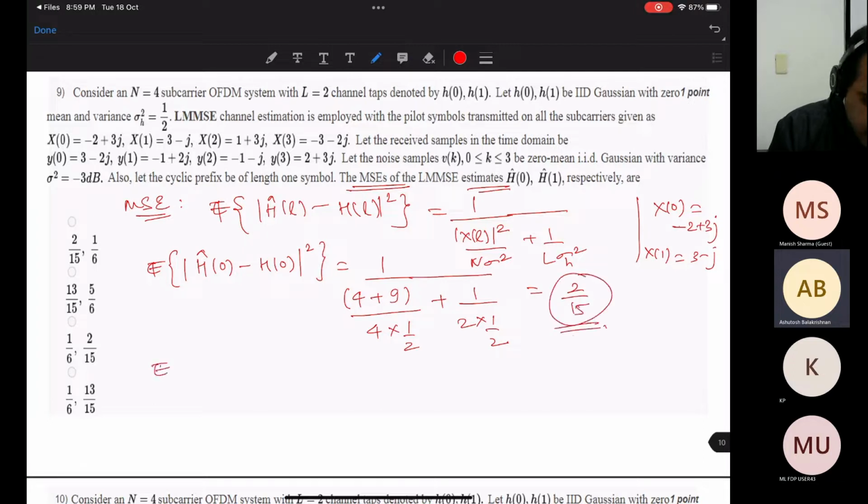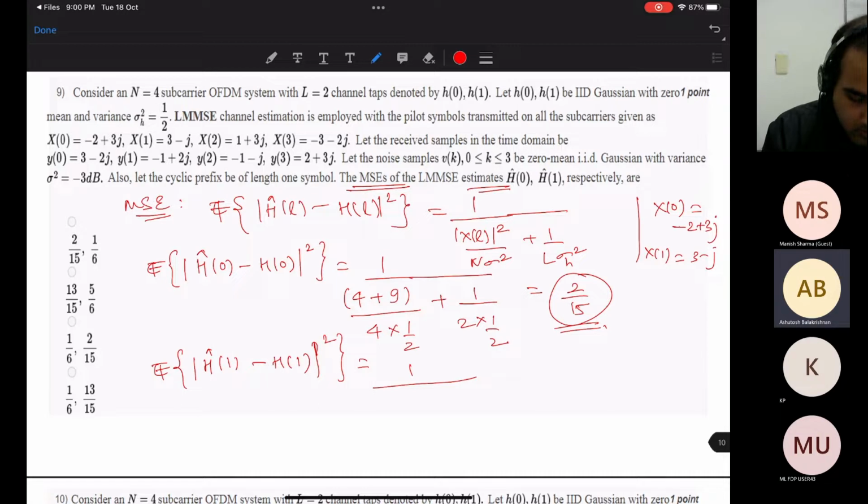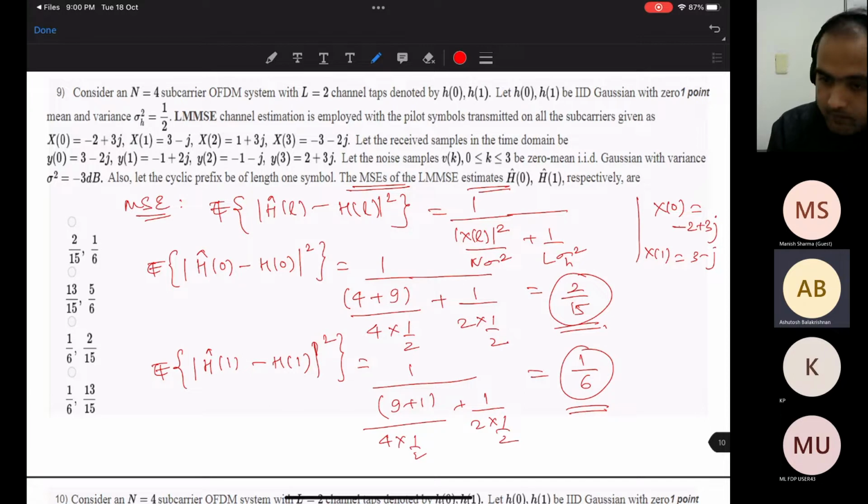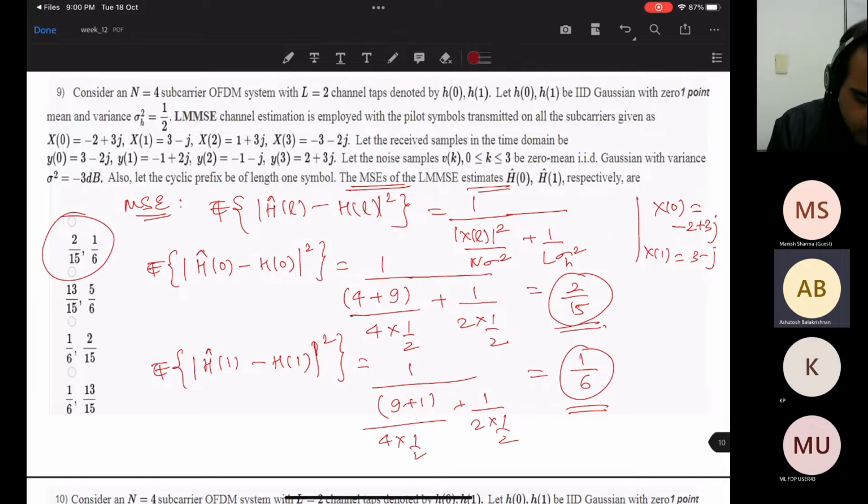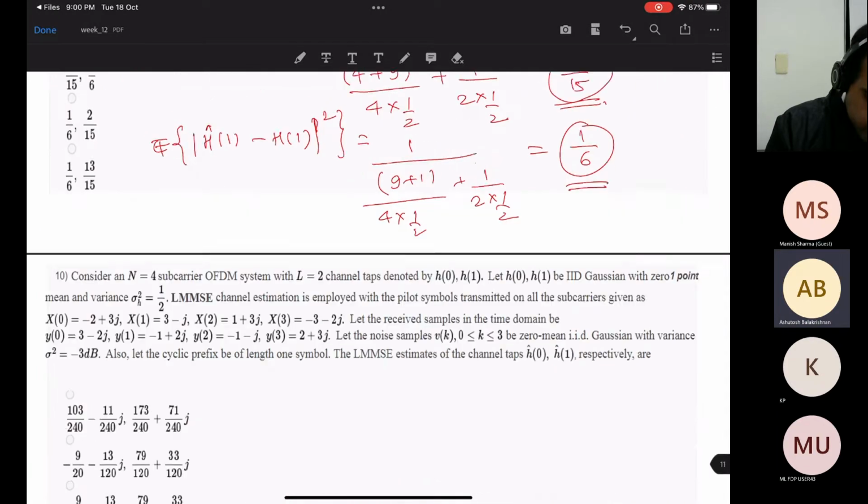Similarly, expectation of h hat 1 minus h1 squared, and this is 1 over 9 plus 1 over 4 times half plus 1 by 2 times half, and this comes out to be 1 by 6. So the answer is A. Any questions? Okay.